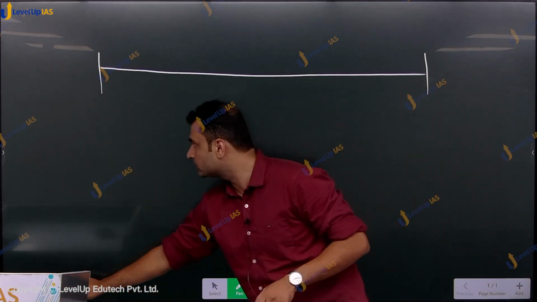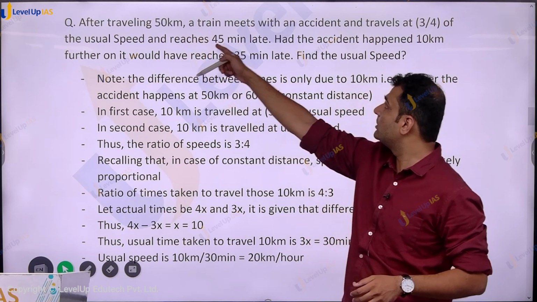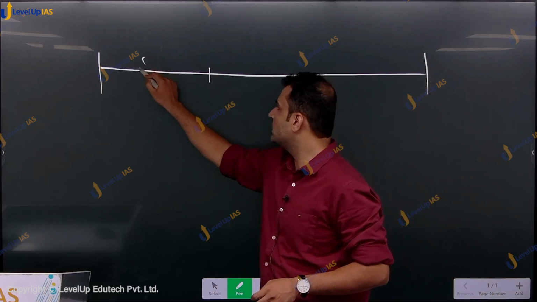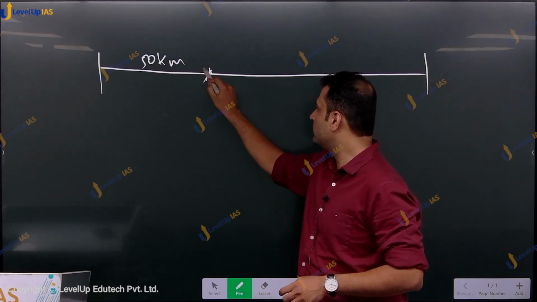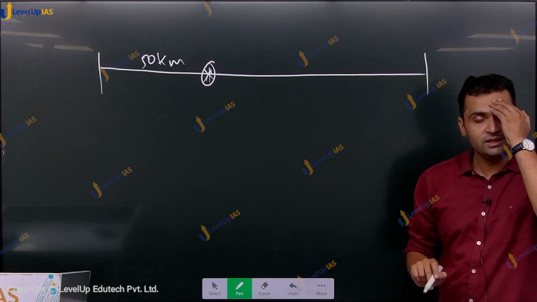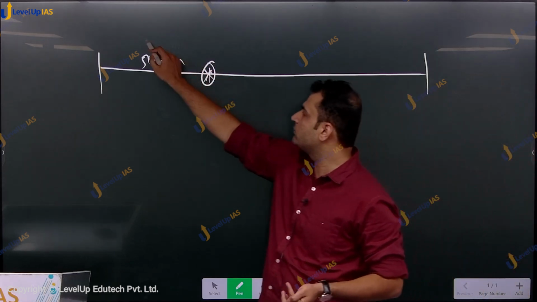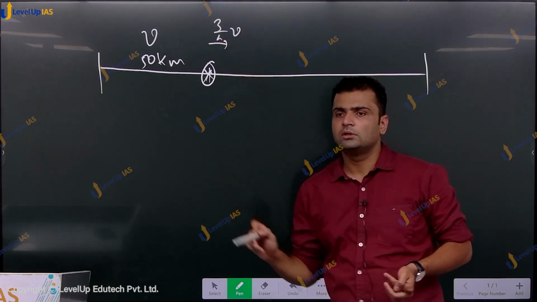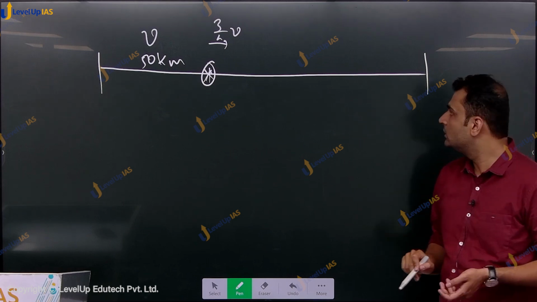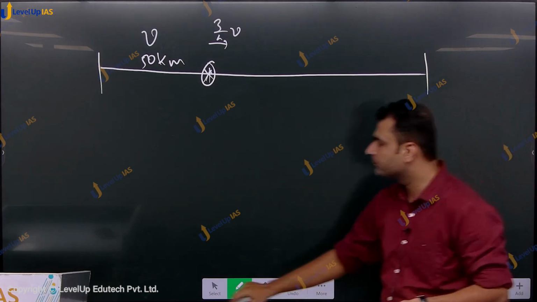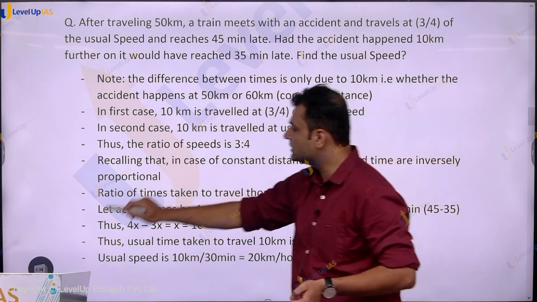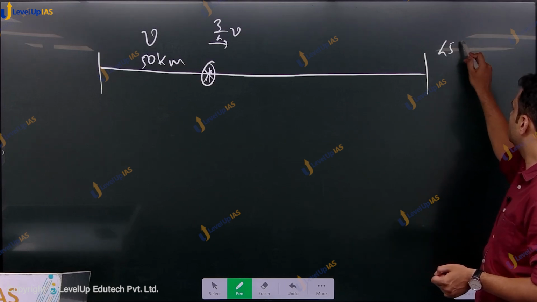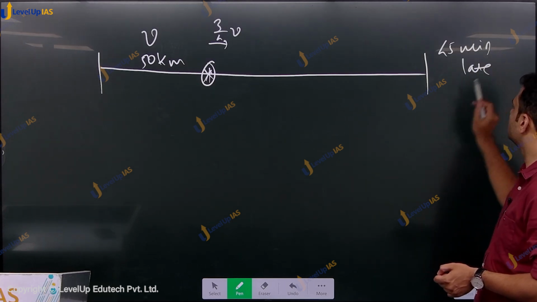Now what is happening? After traveling 50 kilometers, the train meets an accident. So it has traveled some 50 kilometers, and here the train faces an accident, and because of the accident, the speed of the train reduces. So if the speed is v, after this point the speed is 3 by 4 v. Because of this lesser speed, the train is 45 minutes late.